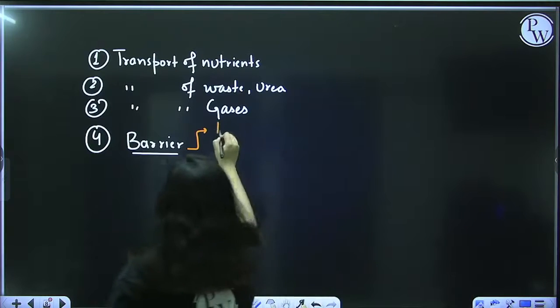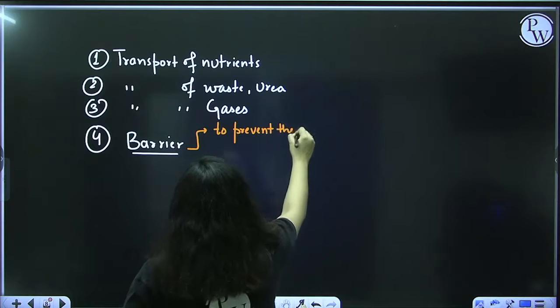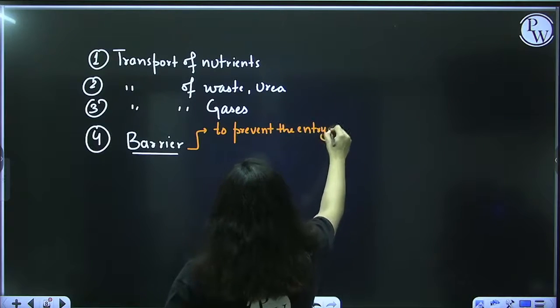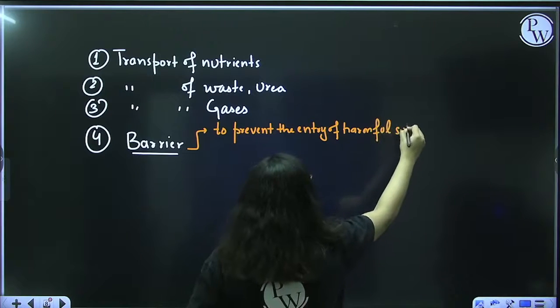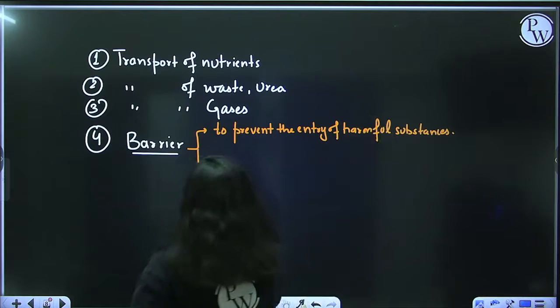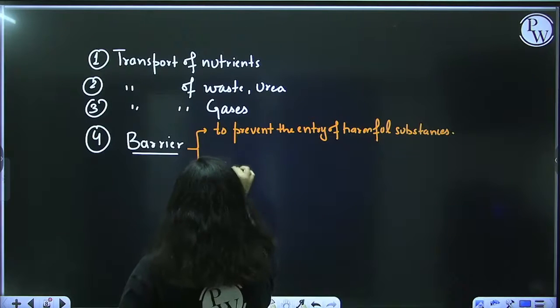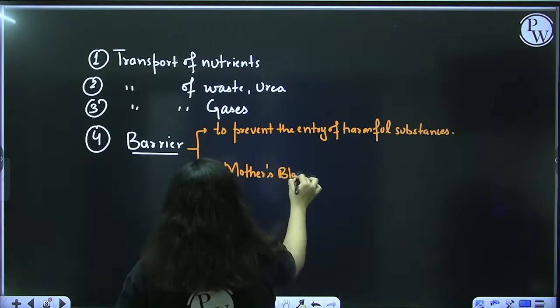Why? To prevent the entry of harmful substances. These harmful substances can be anything. They can be toxins, they can be viruses, bacteria, etc. Second, the mother's blood. The second reason is the mother's blood.